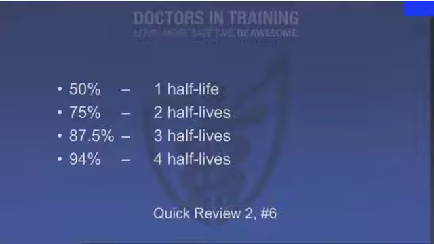So half-life, it just makes sense. It's the amount of time that it takes to clear 1/2 of the drug from your body. So if you want to clear 50% of the drug, that's 1 half-life. You're left with 50%. So what's 50% of that 50%? It's 25%. So you're going to have 75% cleared, 25% remaining after 2 half-lives. And then you have 87.5% cleared after 3 half-lives, and then 94% is cleared after 4 half-lives.